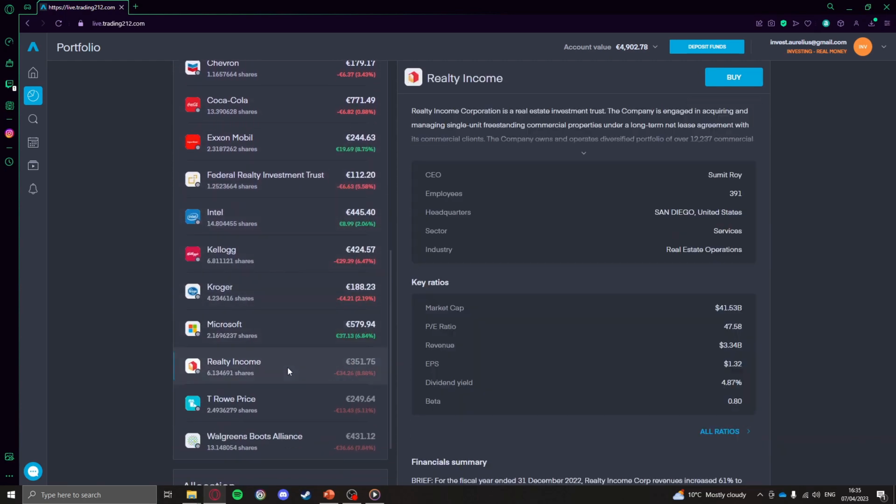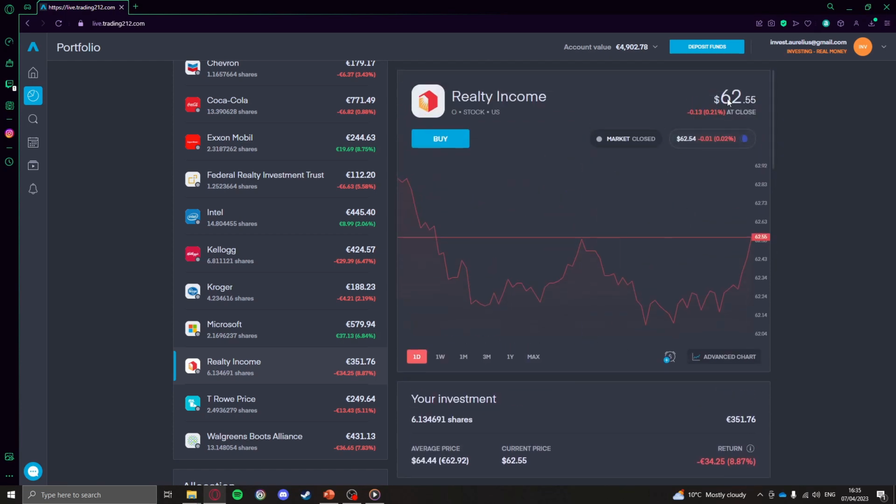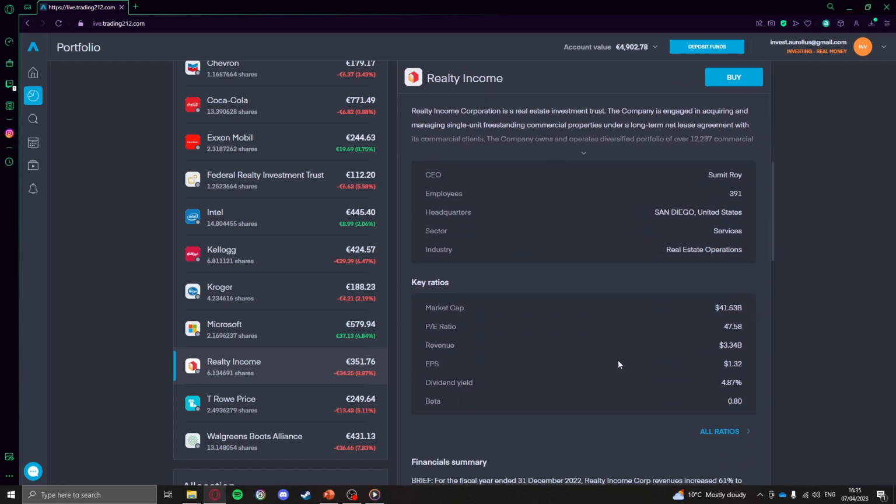One great one for getting a monthly dividend is Realty Income. The principal would be $62.55, and the yield would be 4.87%. So that's what you're going to be getting yearly, but they're going to pay you monthly.